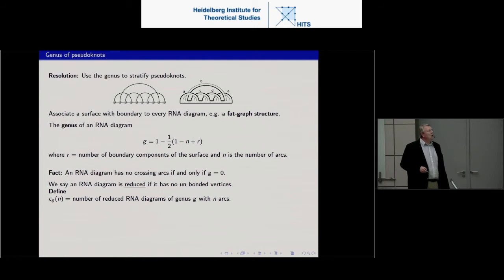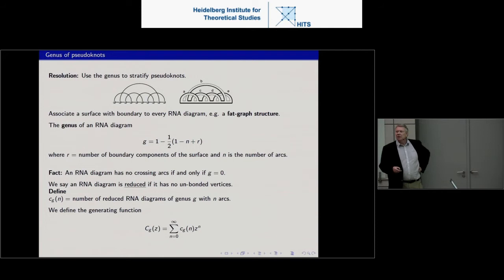And now I just remind you that a reduced diagram is one with no unbounded vertices. But now the idea: let's consider them genus by genus. So let's first consider the generating function where I fix the genus. Numerology is typically the first thing you want to do: count the number of possibilities. So we define c_g(n) to be the number of reduced RNA diagrams of genus g with n arcs, and we would like to understand this generating function here.